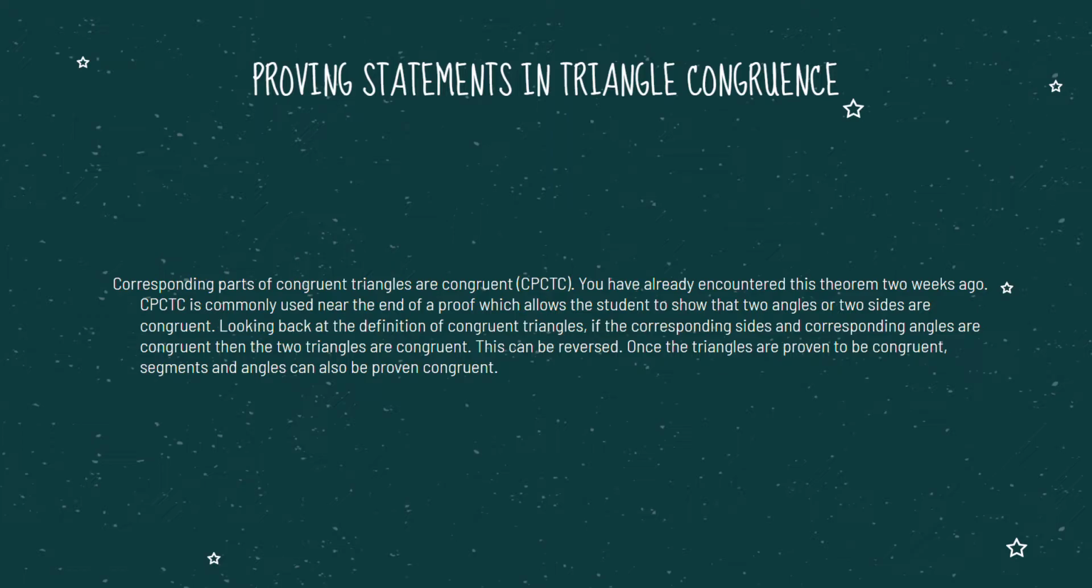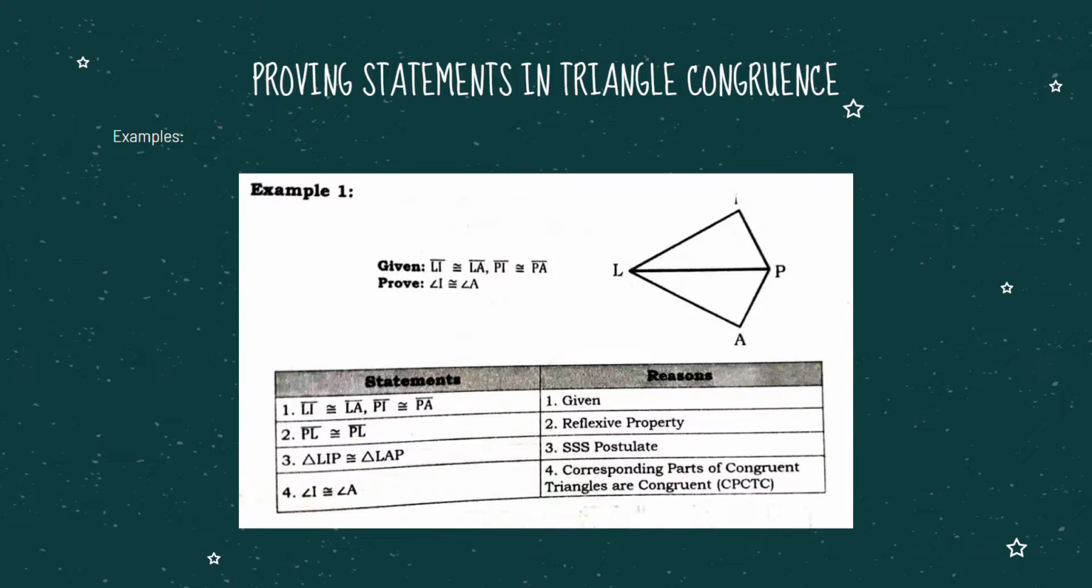Looking back at the definition of congruent triangles, if the corresponding sides and corresponding angles are congruent, then the two triangles are congruent. This can be reversed. Once the triangles are proven to be congruent, segments and angles can also be proven congruent. Here are a few examples.